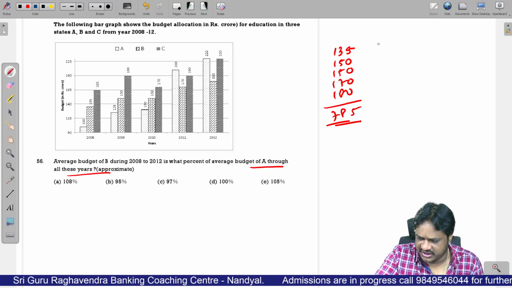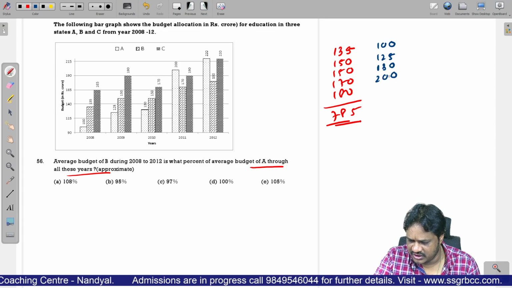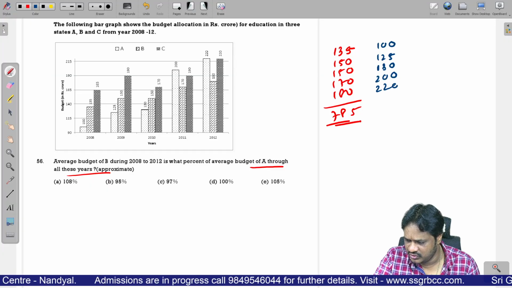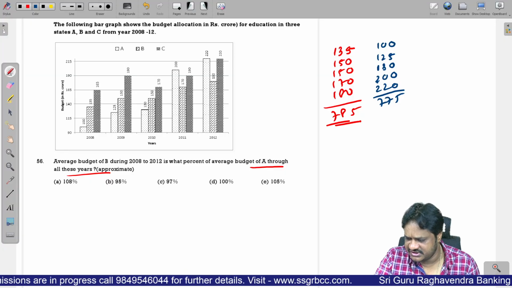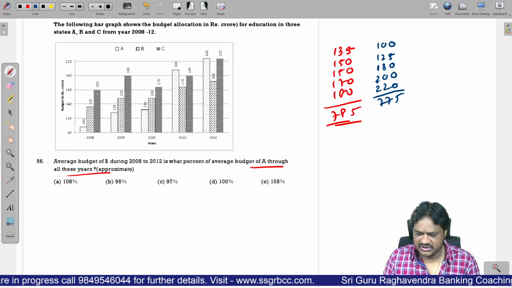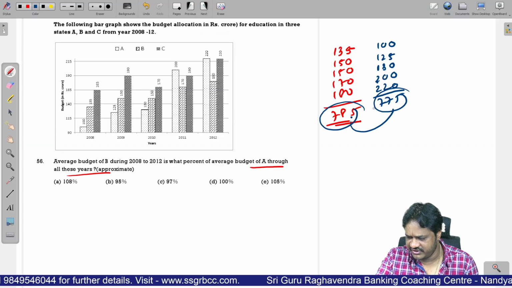A we have to take. A means 100, 125, 130, 200, 220. The total is 775. See here, there is a little difference between these two values, 785 and 775.